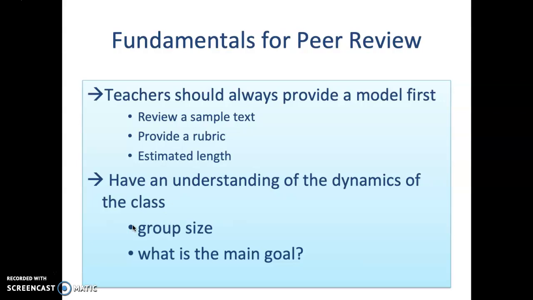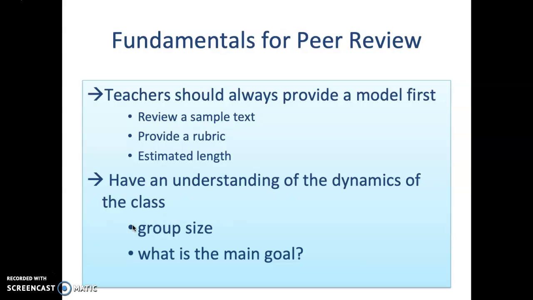I think it's also very important to provide a rubric. So having a rubric for your students to gauge off of, and if they're lost or confused, they can always go back and look at it to know where to go next.